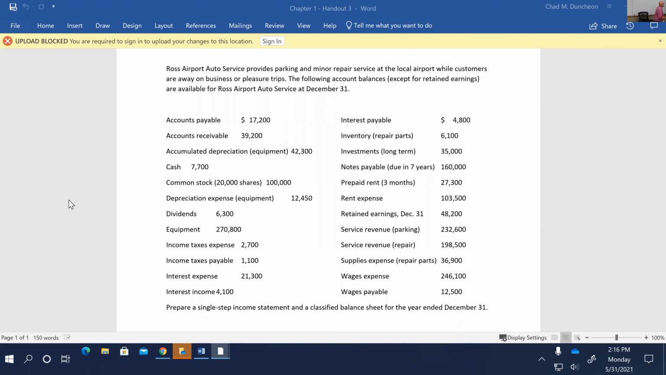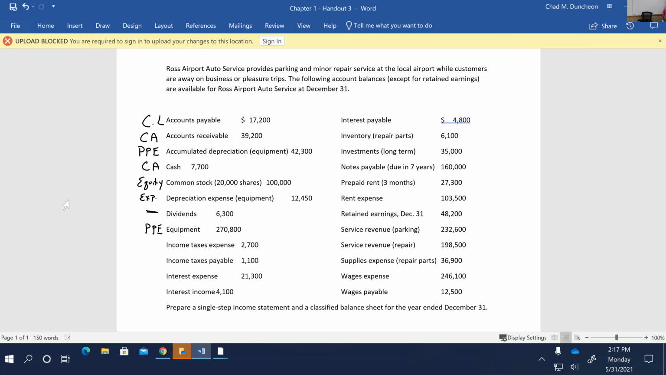Okay. So I look here, like accounts payable. Accounts payable, I know, is a current liability. Accounts receivable, current asset. Accumulated depreciation is part of PP&E. Cash, current asset. Common stock is equity. Depreciation expense is an expense. Dividends are kind of a unique thing. They're not revenue or expenses. They're not equity or anything like that either. They get taken out of equity. They're kind of a return of capital, so they really don't have a designation. They only go onto that retained earnings sheet.